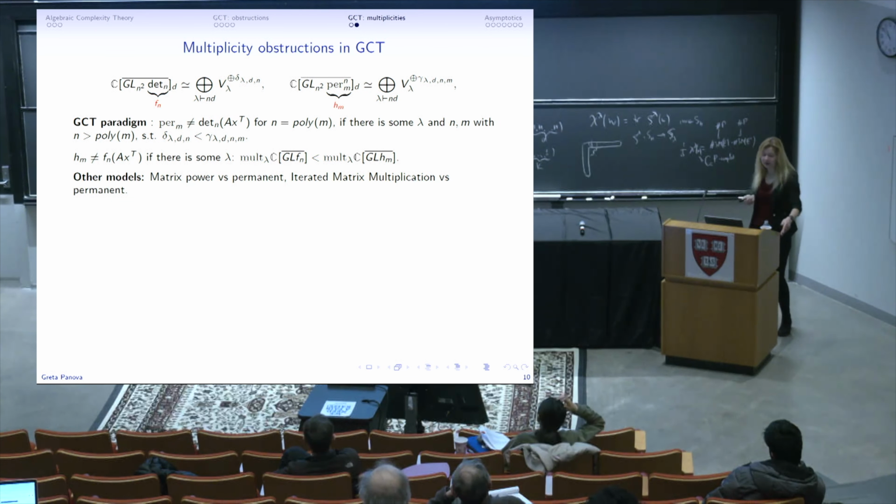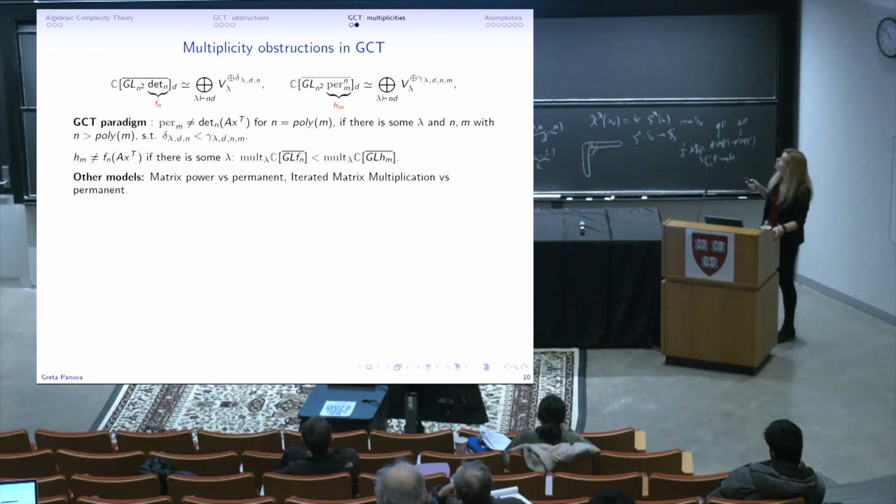So we can plug in here, instead of determinant, some other VP complete polynomial. It's not just the determinant. We can do matrix power, iterated matrix multiplication, and so on. Or we can try to search for actual multiplicity obstructions, which means that we try to find some lambda for which the inequality actually holds, even if the two things are not zero.